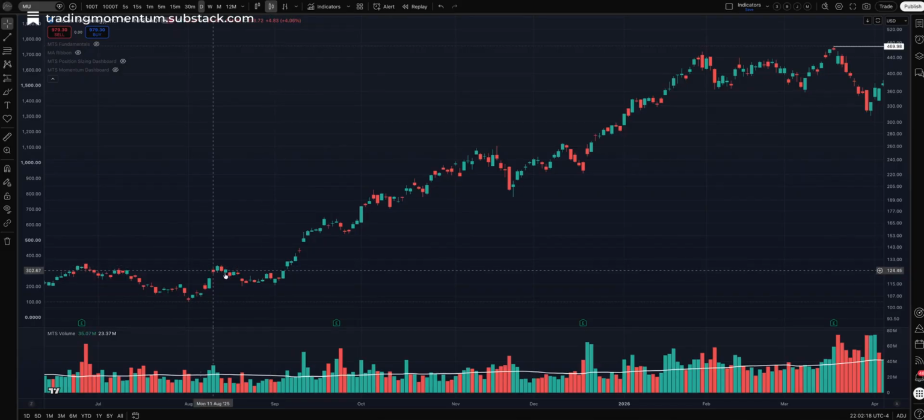You get a breakout back here at the end of the summer, fall of September 2025, and you just have higher lows and higher highs, higher lows, higher highs. Even this big pullback here, it's close to breaking. And then again, it continues with just higher highs, higher lows.